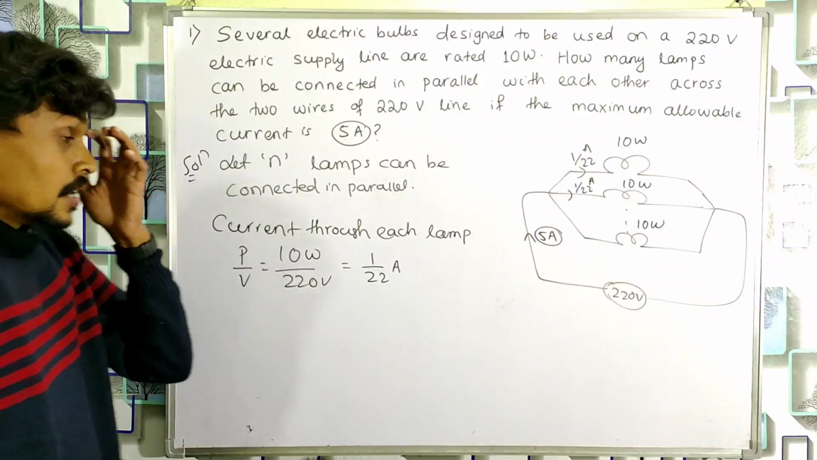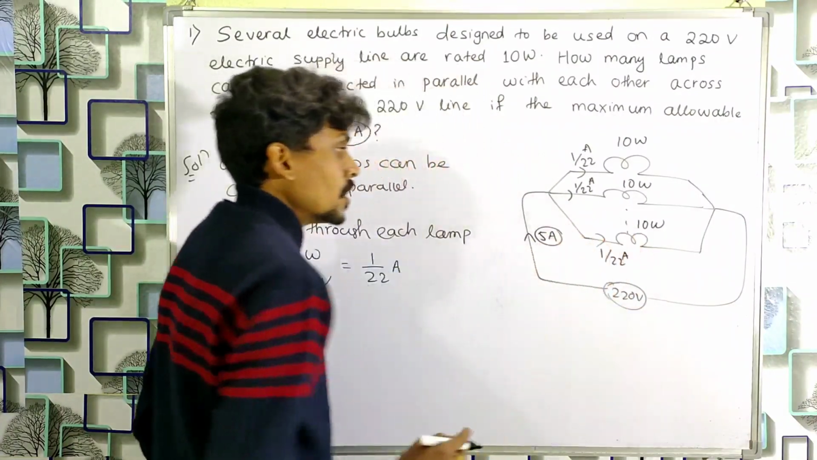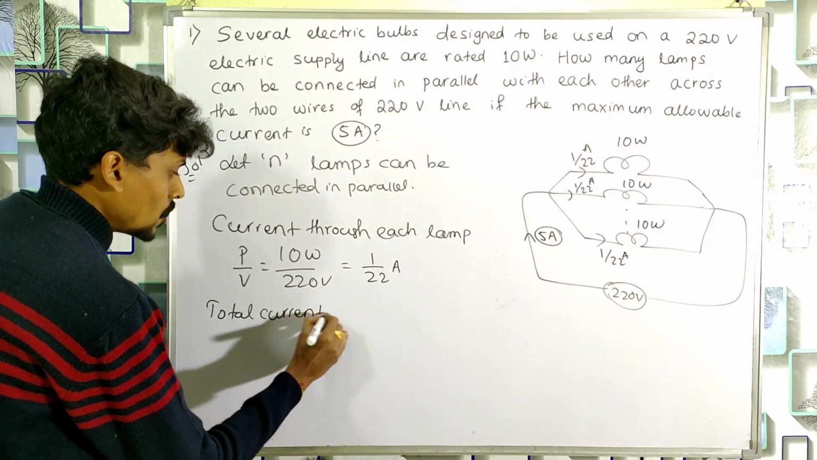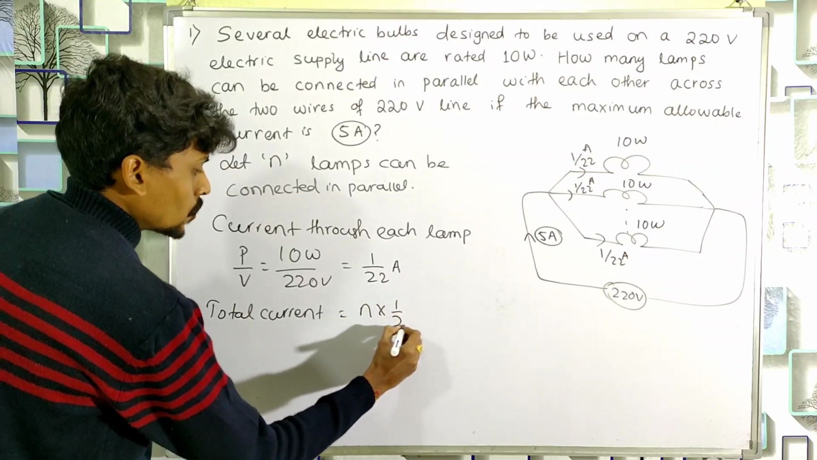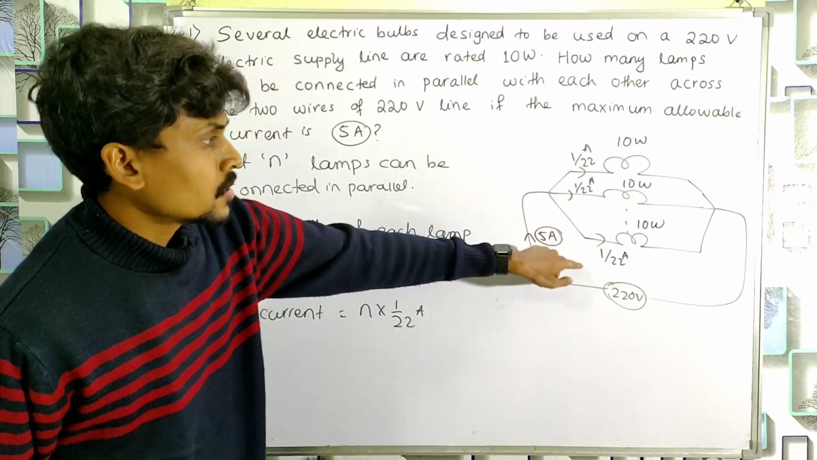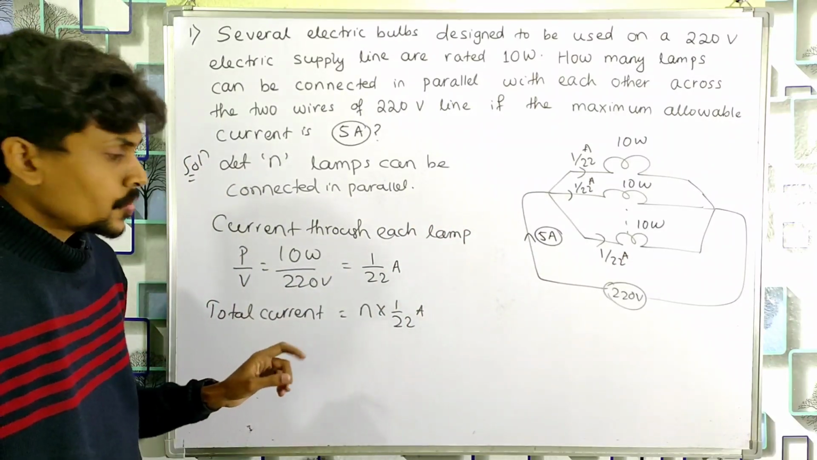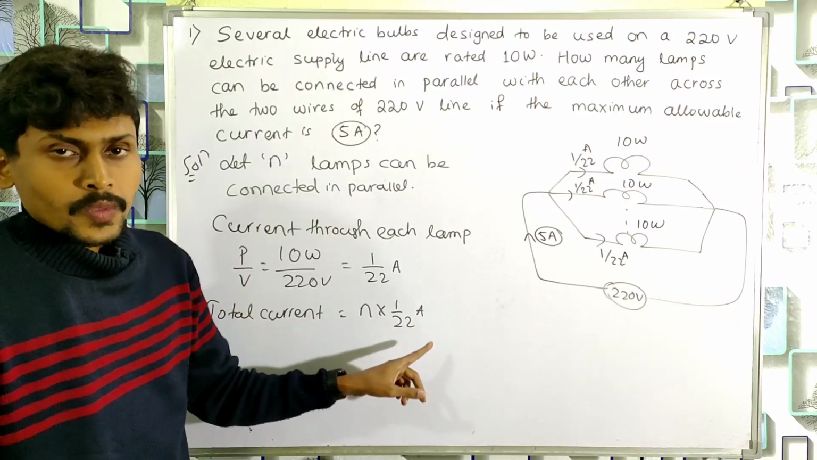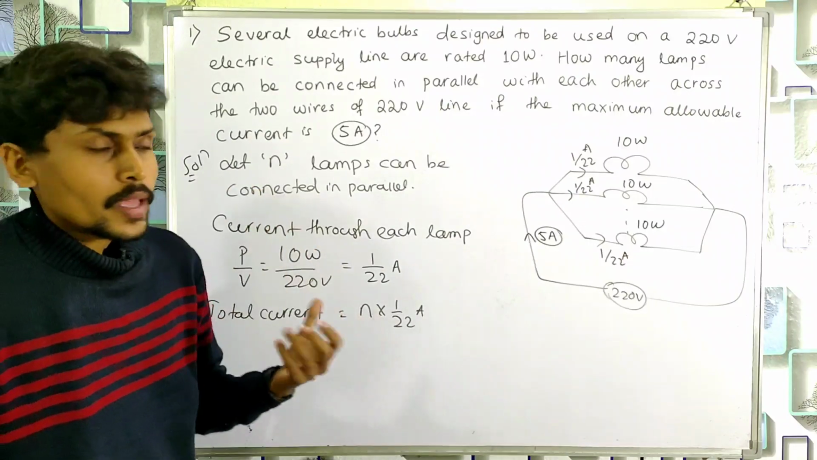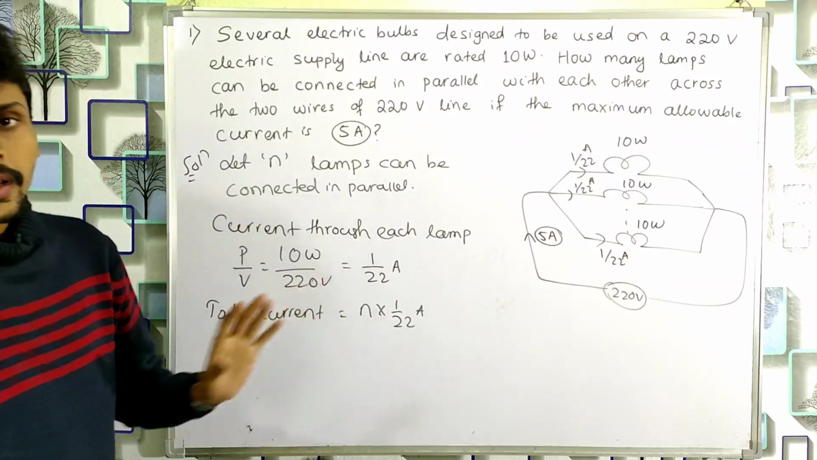Is that clear? And since we have n lamps, the total current will be n into 1 by 22 ampere. Because if we add the individual currents, we will get the total current. So the total current in the circuit will be n into 1 by 22 ampere. 1 by 22 ampere is the current through a single lamp, and we have assumed that we have connected n lamps in parallel, so the total current will be n into 1 by 22 ampere.